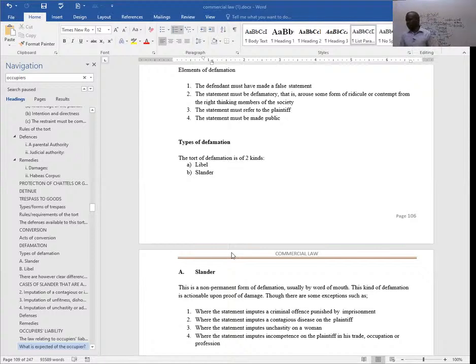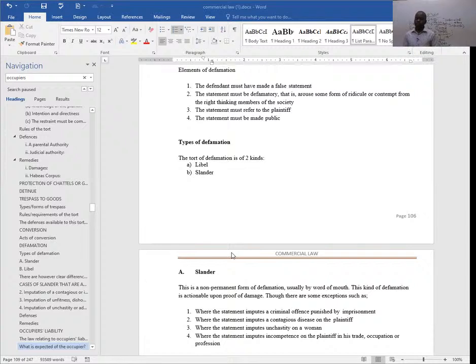So that's what they're saying. This kind of tort is only actionable, it can only be brought before a court of law, in case there is some form of proof of damage. So you must be able to prove that there was damage or an injury caused to the other party or the plaintiff before you can bring before the court of law an action known as defamation by slander. Although they are saying in exceptional circumstances, there's no need to prove there was actually damage.